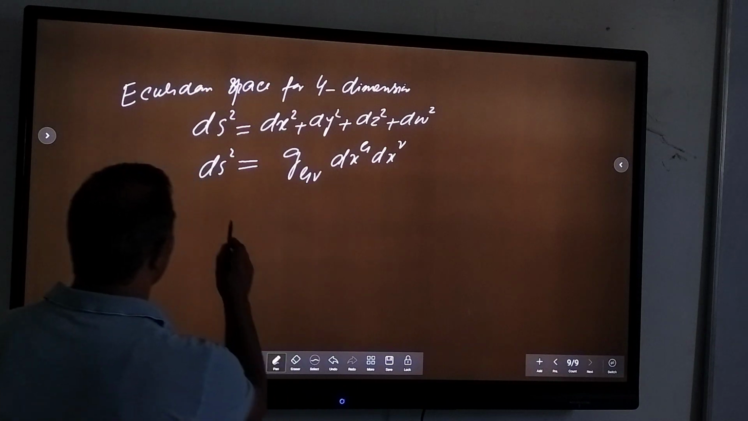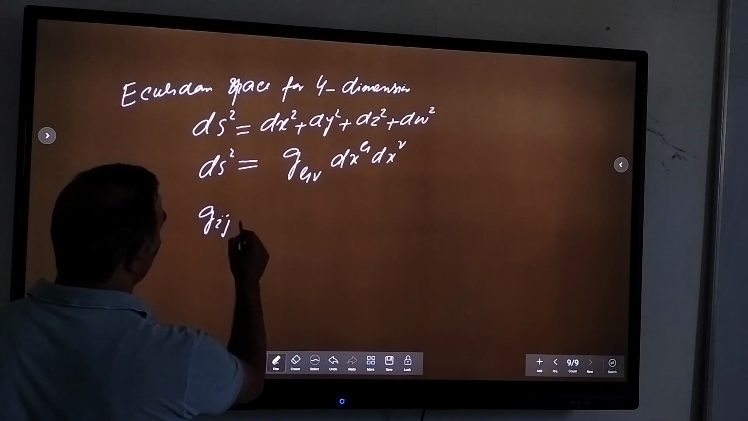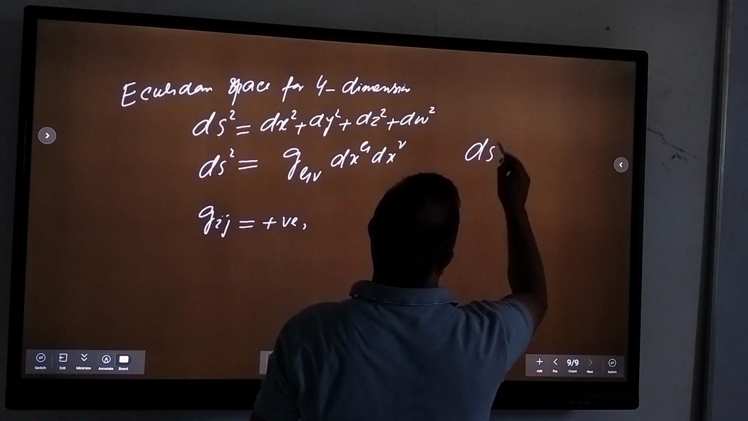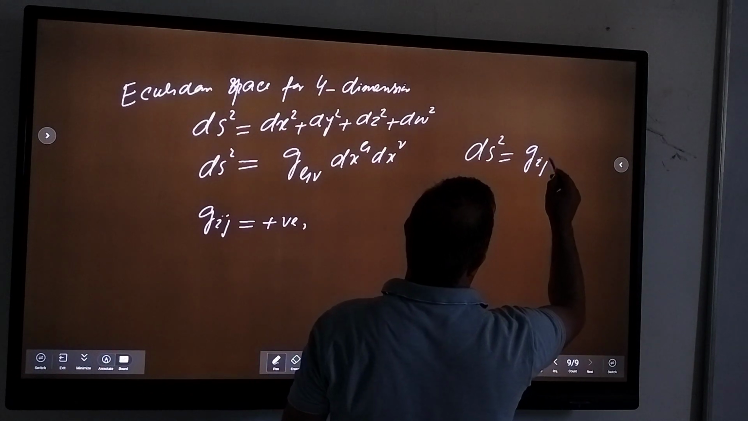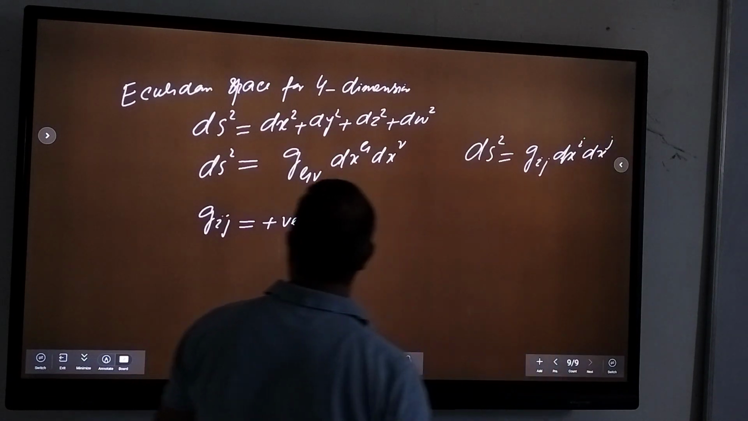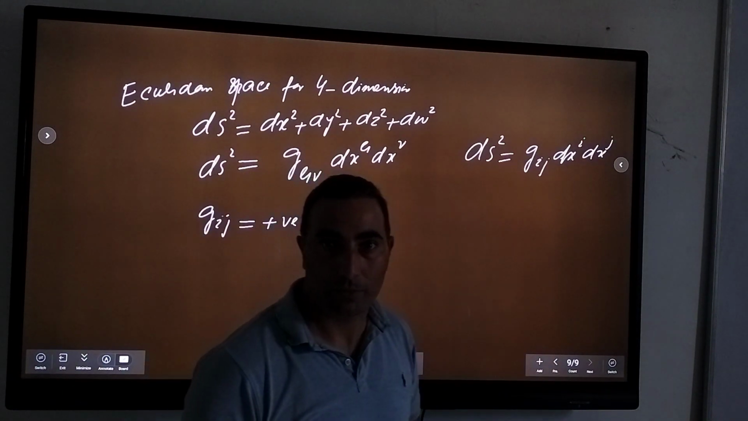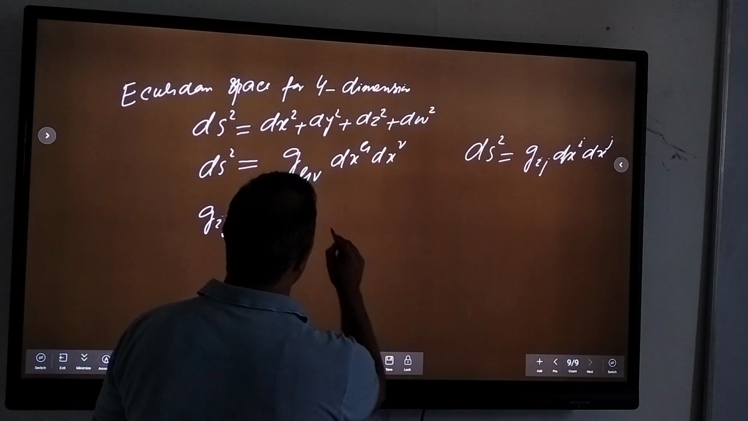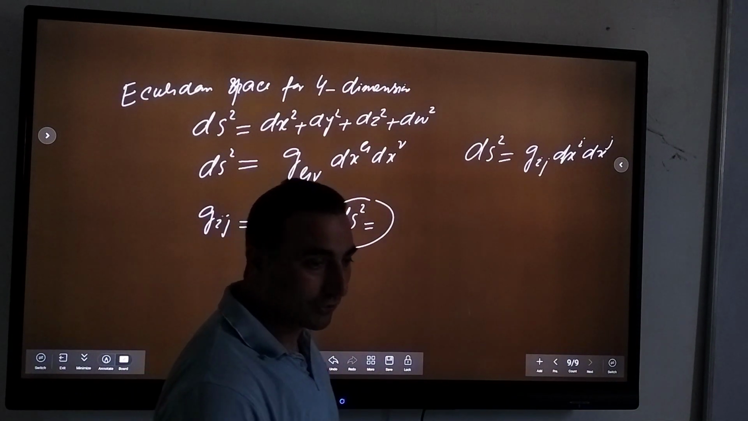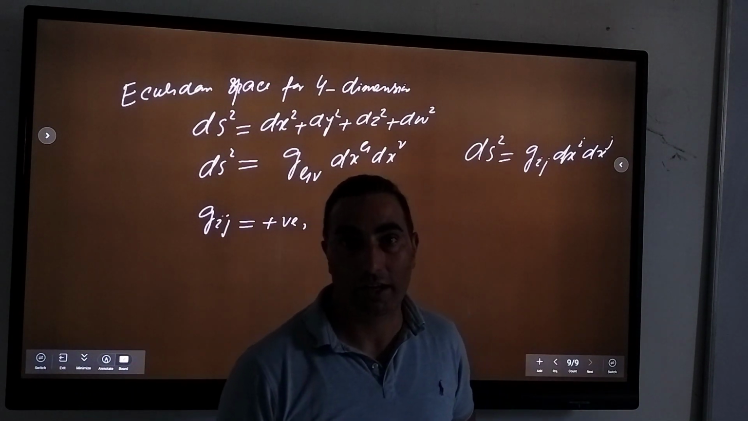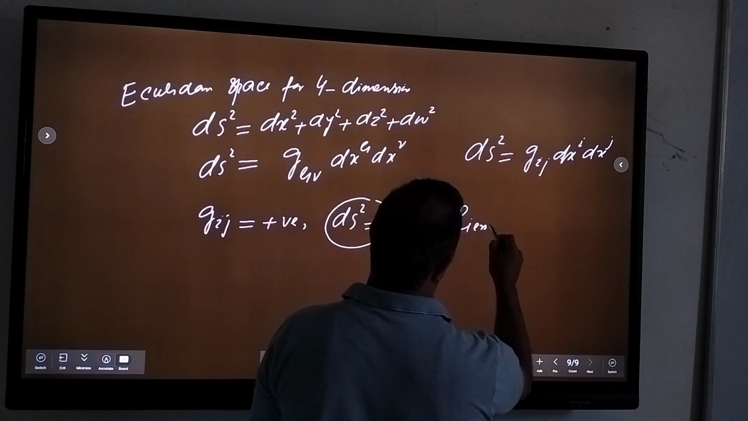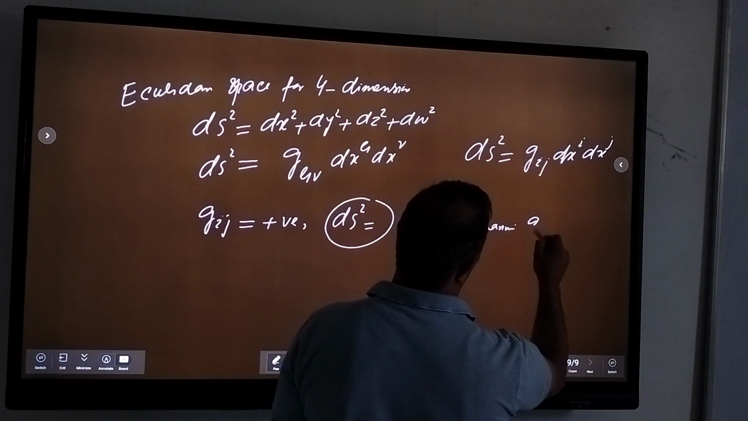So if g of ij is positive, because we have ds square equal to g of ij dxi dxj, the value of this is positive, right? So ds square can be greater than, equal to or less than 0, it can be positive, negative or 0, all the possible cases. In that case, whenever g of ij is positive, the geometry is called Riemannian geometry.